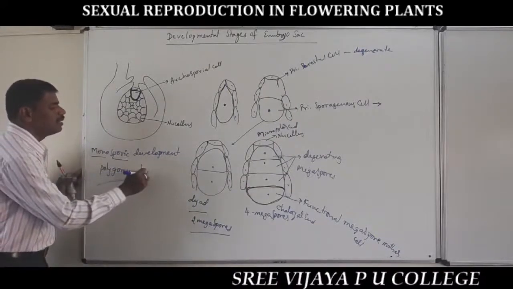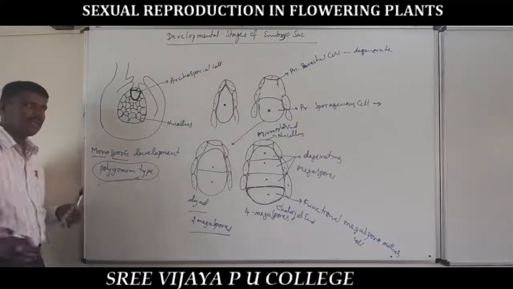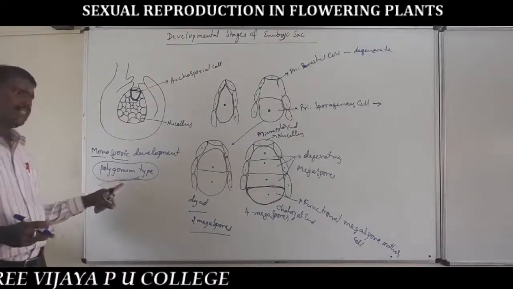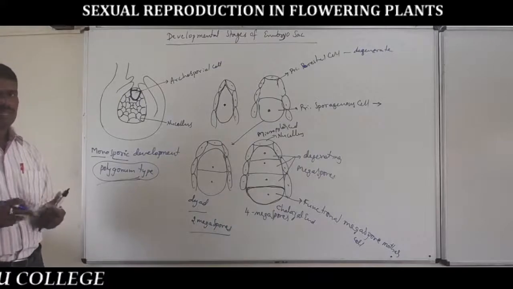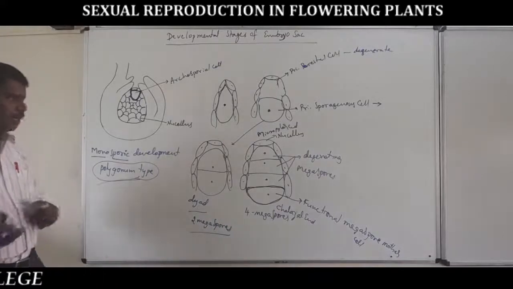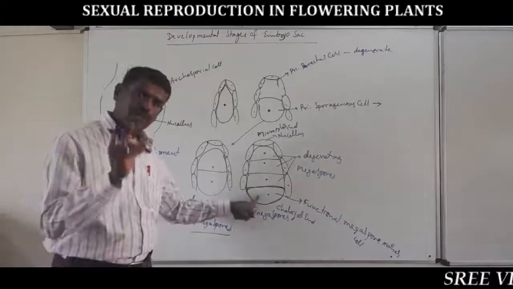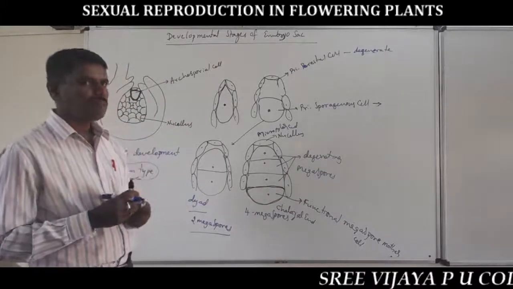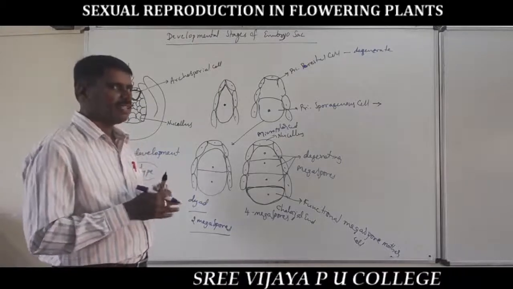It is the polygonum type, like a plant named polygonum. So here, the type of embryo sac development is polygonum type. In polygonum type, it is also monosporic development, in which one of the megaspores is present towards the chalazal end. But another type is there, just keep it in your mind.